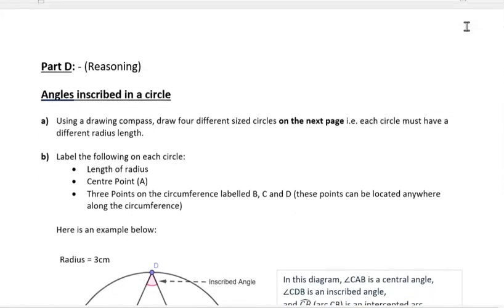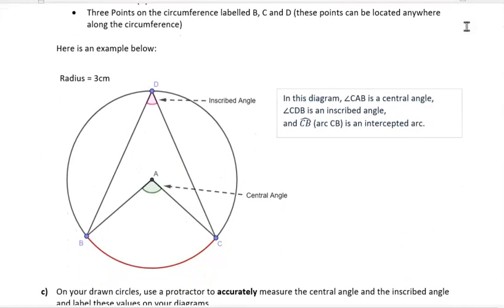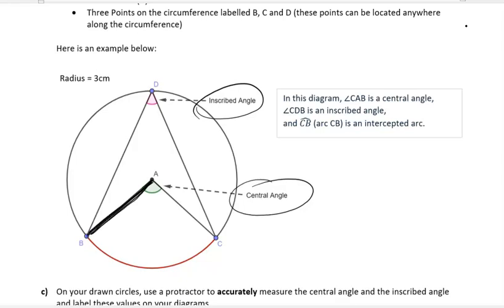The other thing I've had lots of questions about is this one. We've got two angles: an inscribed angle and a central angle. That central angle comes from this radius. It's a terrible, terrible drawing of the radius. The radius is from the center point and it goes in a straight line to meet the outer edge of the circle. That's a radius. This also is a radius. So we have two radii here.